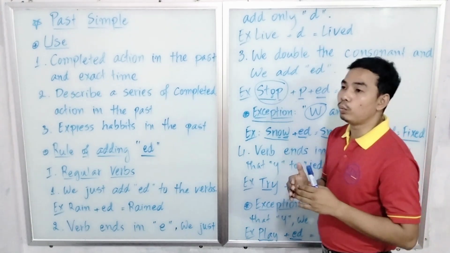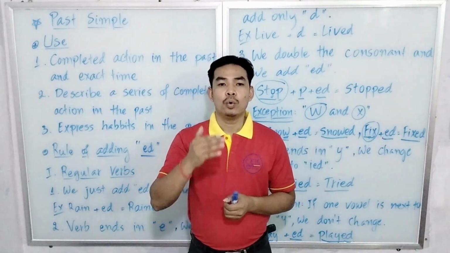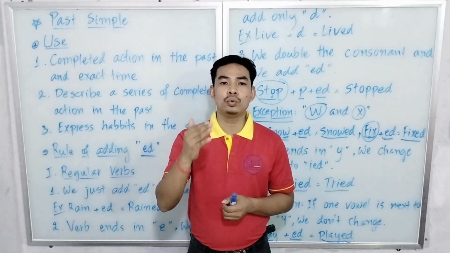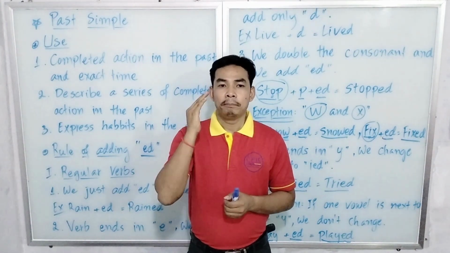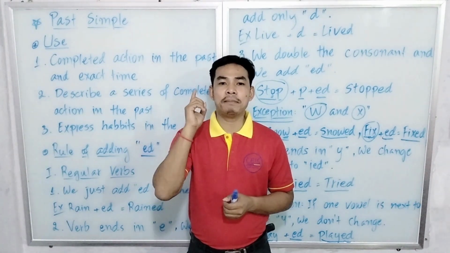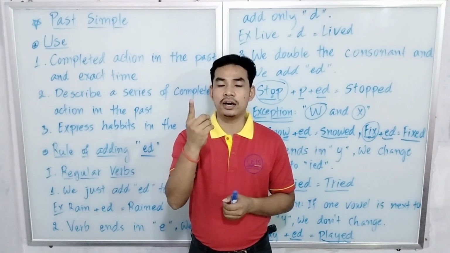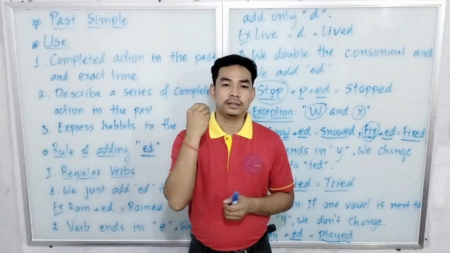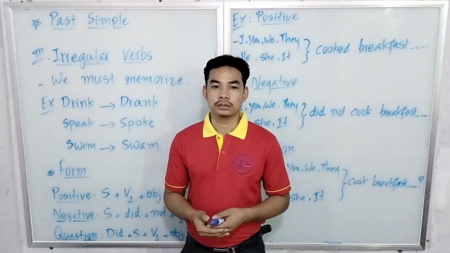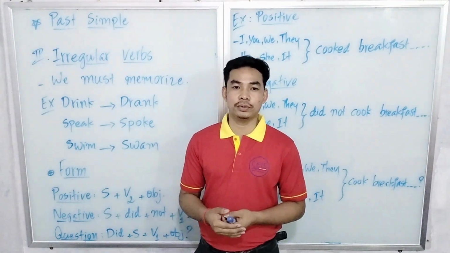Alright, so one more thing. Everyone, please remember that when we add -ed to regular verbs, remember the pronunciations. Sometimes the -ed at the end sounds like t, d, or id. So now that's all for regular verbs. Let's go ahead to irregular verbs.